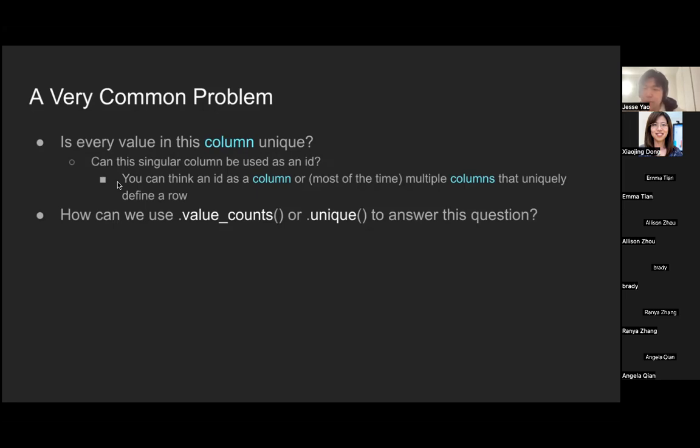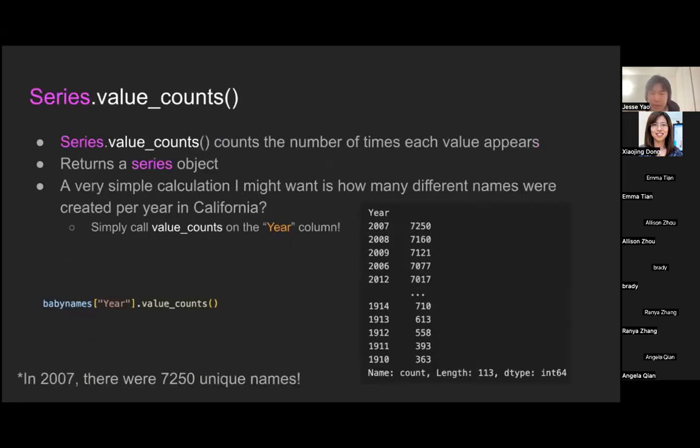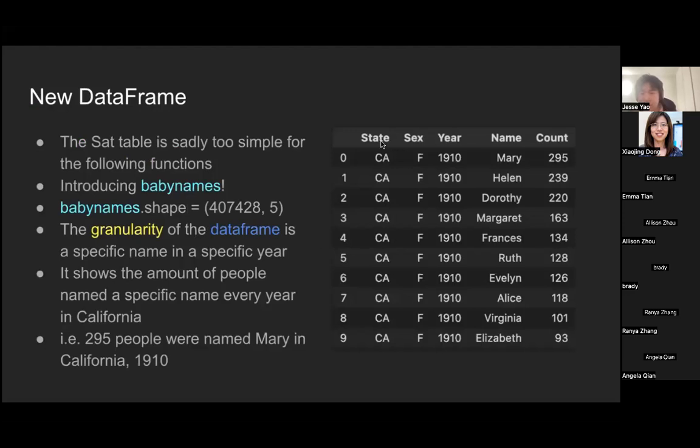In the real world, most of the time, one column is not good enough for that, unless they artificially create an ID, which is also very common. But most of the time, multiple columns define what one row is. Like in the baby names example, you see that it's the year and the name that define a unique row, as opposed to just a name or just a year.